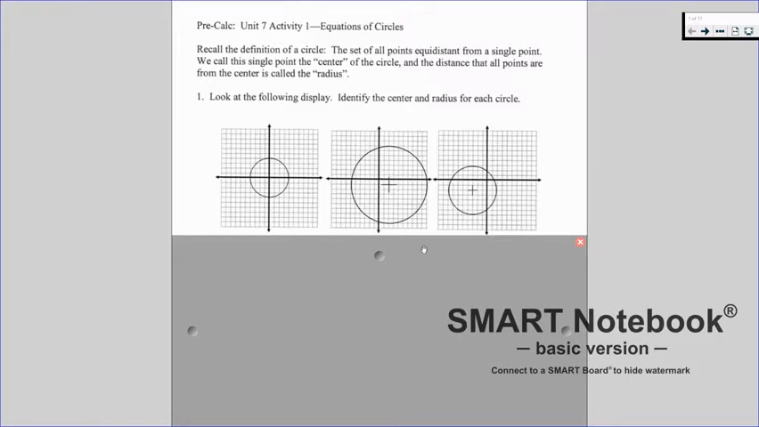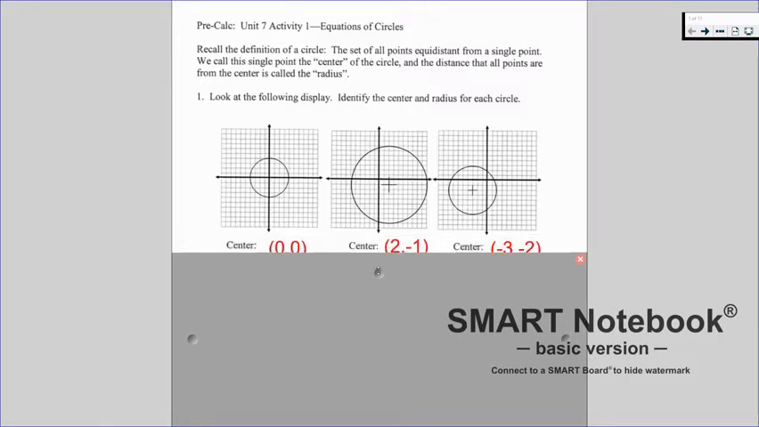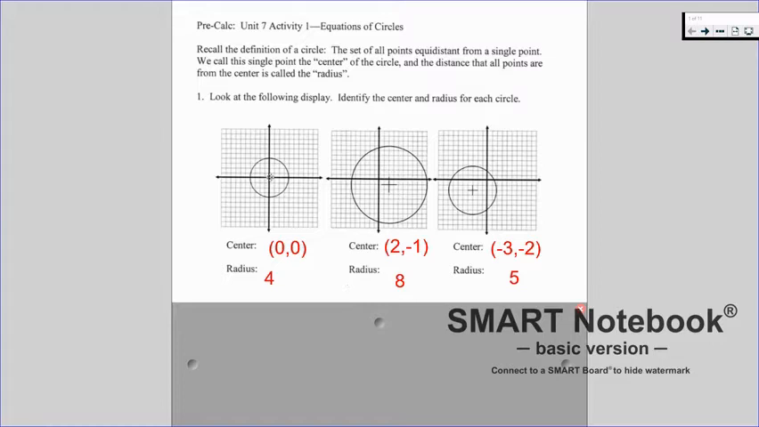The distance that all points are from the center is called the radius. Identify the center and radius for each circle. So that should be pretty straightforward. Center here is 0, 0. Easiest way to do it is just to count either horizontal or vertical from that center point. Same thing with this one here. I'm over 2 down 1, and it's 8 till I get to the actual circle, and left 3 down 2, and say I go up 5 until I get to a point on the circle.